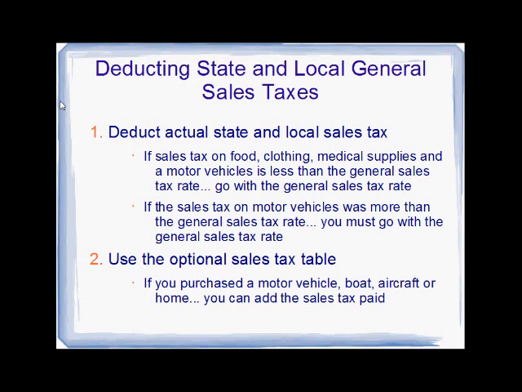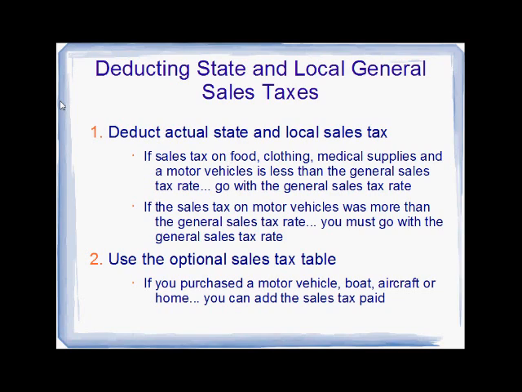So now I'm going to talk about deducting state and local general sales tax. There are 2 ways that you can deduct state and local general sales tax. The first is to deduct the actual taxes that you paid. Now this requires keeping all your receipts and keeping meticulous records. So if the sales tax on the food, clothing, medical supplies, and motor vehicle that you purchased during the year is less than the general sales tax rate, then you can go with the general sales tax rate.